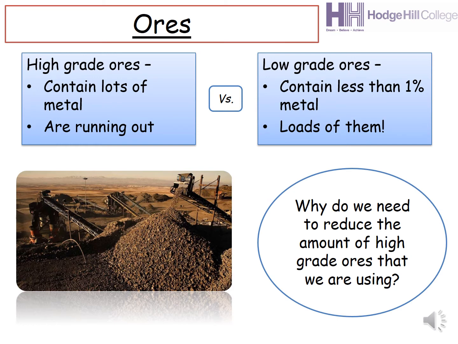Now, why do we need to reduce the amount of high-grade ores that we're using? Today, we're using up a lot of high-grade ores. Pause the video and think about this. Well, high-grade ores are in high demand because they contain a lot of the metal in them. And as a result, because we're constantly mining these high-grade ores, they're running out gradually.